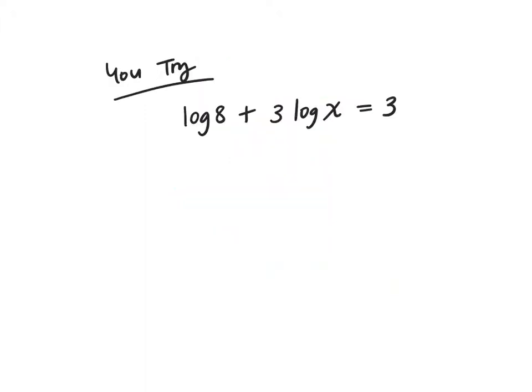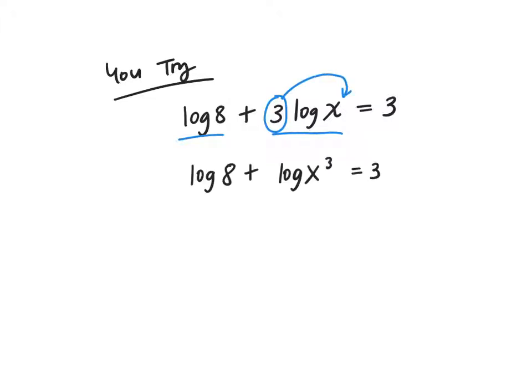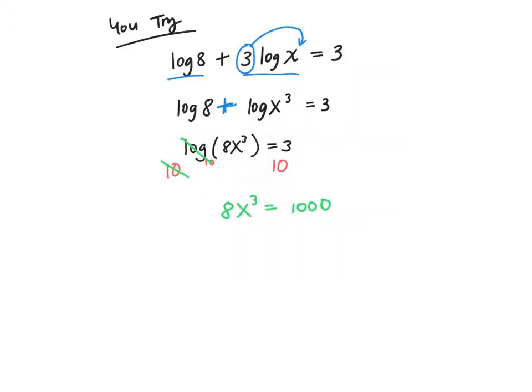Go ahead and try this problem here. So because I have two logs on the left-hand side, I need to condense it. So when I condense it, remember you have to move that coefficient as a power first. And then I can use a product property by multiplying the arguments on the inside because it's an addition. And since this is base 10, I can exponentiate both sides by base 10. And this gives me 8x cubed equals 1,000, because 10 to the third power is 1,000.